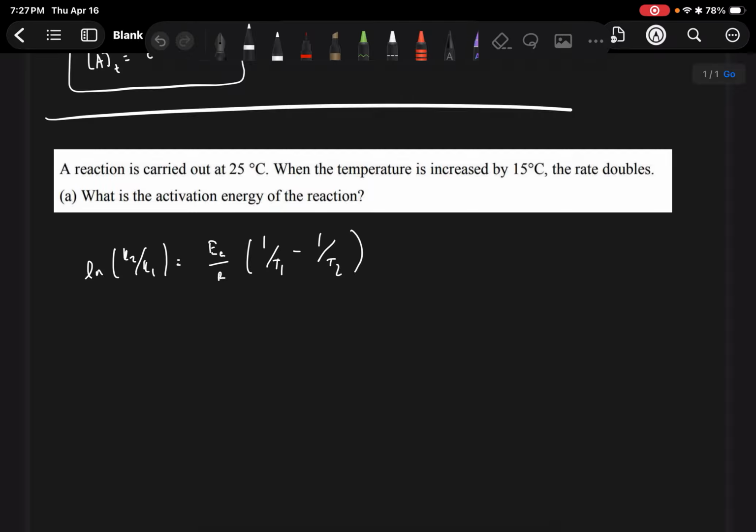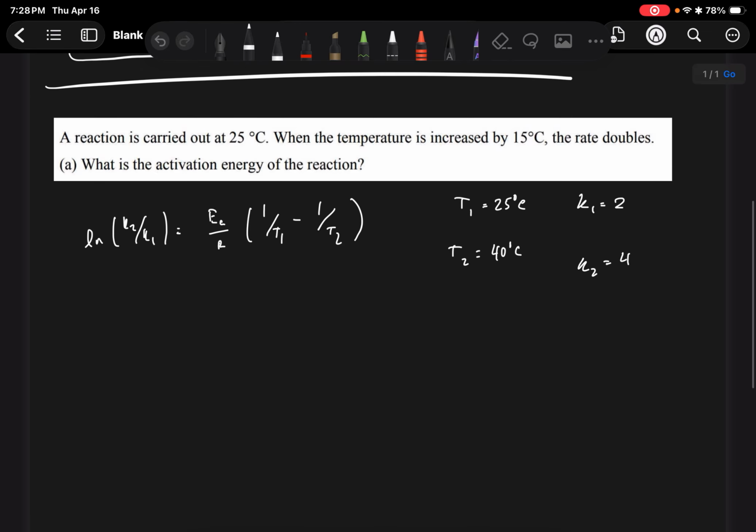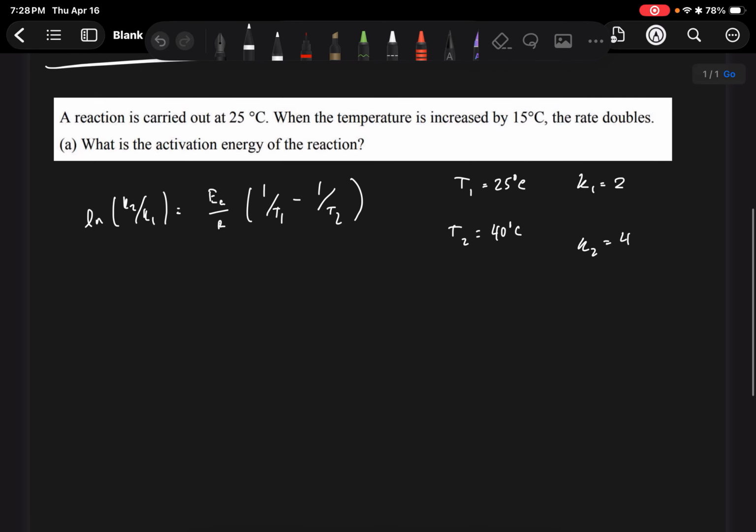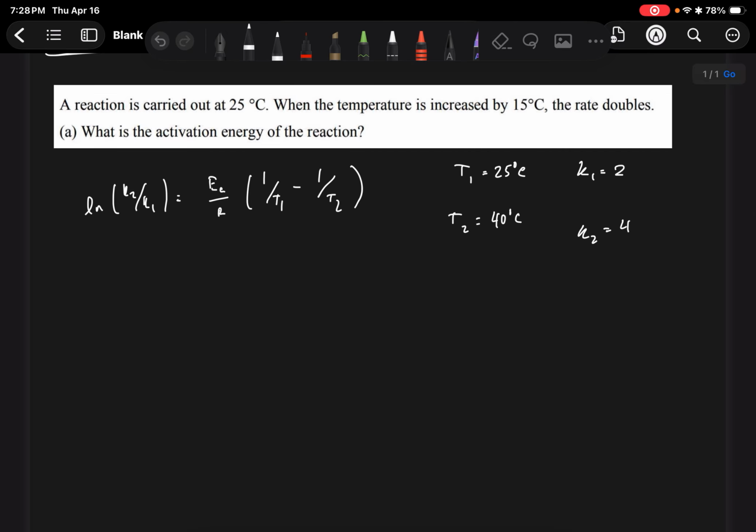Okay, so T1 equals 25 degrees Celsius. T2 equals, what's 25 plus 15? 40 degrees Celsius. K1, we could say it equals 2. K2, we could say equals 4, because 2 times 2 is 4. We could say any number for K1, and then all we need to do for K2 is just double it. Now we need to find EA. What is that equal to?